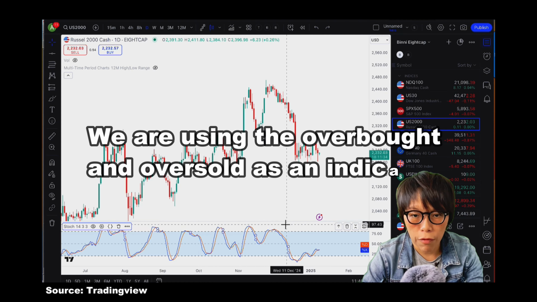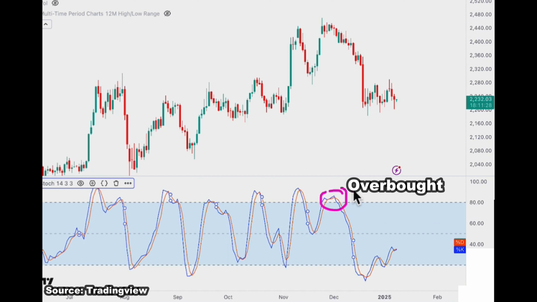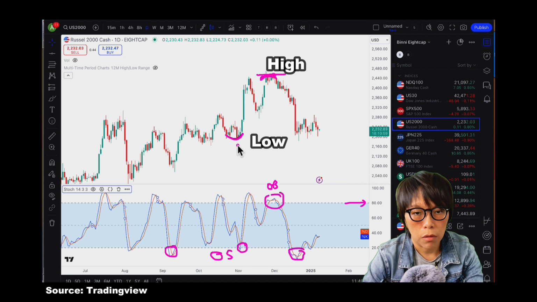We are using the overbought and the oversold as an indication. So this would be the place where it's overbought. That means above the 80 would be called an overbought region, and near to the 20, this would be the oversold region. So basically, overbought would tie in with likely a high level, like a mountain, and oversold would tie in with a support, which is a low level. Likely it would be a U-shaped pattern, like a valley.